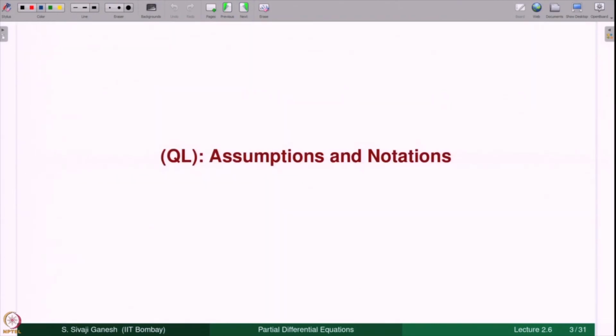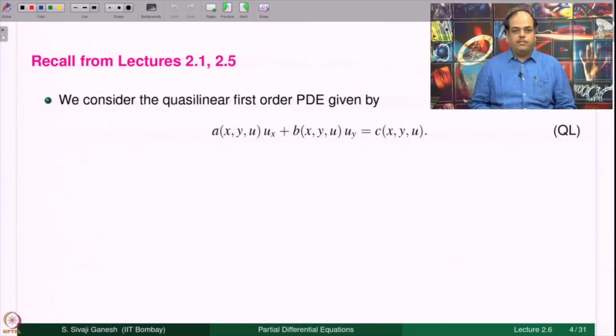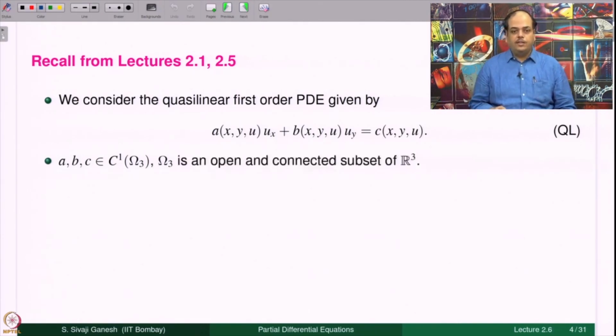So, assumptions and notations used in the context of quasi-linear equations. Recall from lectures 2.1 and 2.5, quasi-linear equation we denote by QL, and that is an equation A(x,y,u) u_x + B(x,y,u) u_y = C(x,y,u), where A, B, C are assumed to be C1 functions defined on Omega 3. Needless to say, Omega 3 is an open subset of R3, and connected; we already discussed whether we should have the connectedness or not.